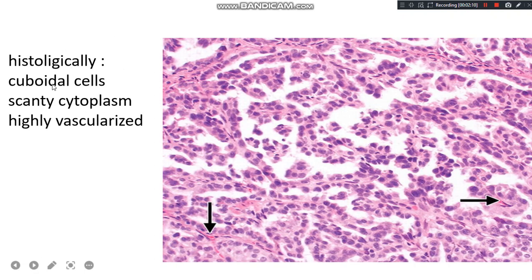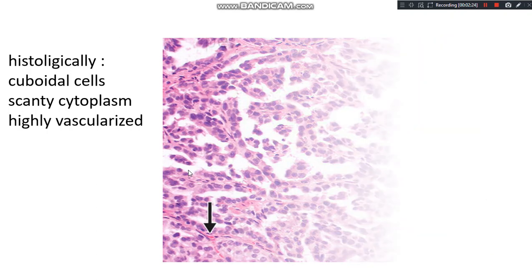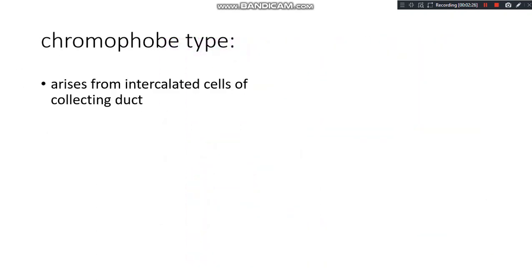So histologically, you will see here cuboidal cells with scanty cytoplasm, which is actually highly vascularized. So these are the blood vessels here. You can see these are the cube-like cells here, and this is the histological appearance of papillary cell carcinoma. Okay, then you have chromophobe type.